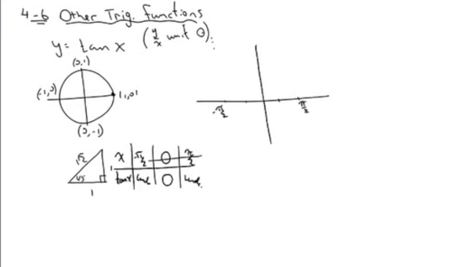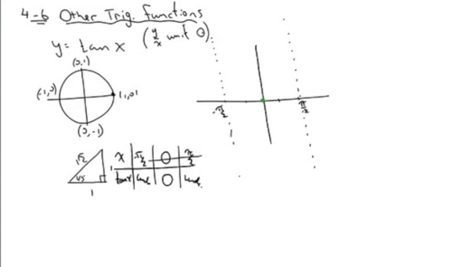These are vertical asymptotes. Why are they vertical asymptotes? It never touches them because it's undefined at those two values. That's the main reason you get vertical asymptotes. I only know one point so far, and that's the origin.